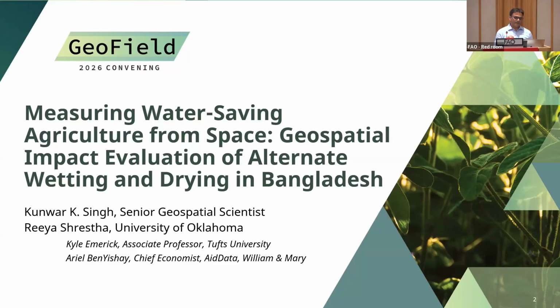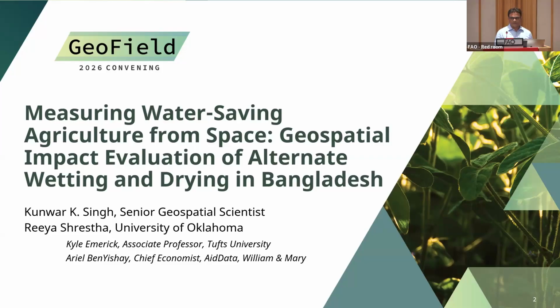We used an Earth observation-derived evapotranspiration estimation method to measure and evaluate a climate-smart agricultural practice known as alternate wetting and drying. Hereafter, I will use AWD, in Bangladesh. Rice cultivation is one of the most water-intensive crops in the world, and Bangladesh is one of the areas where rice cultivation happens across a huge area.